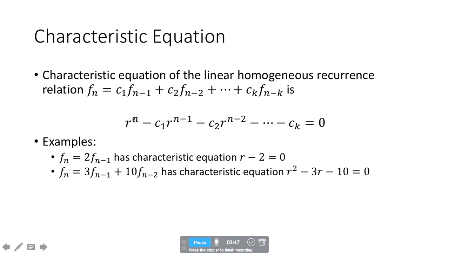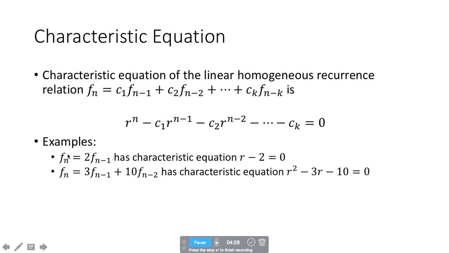The coefficients of this degree k polynomial equation are just the coefficients of all those terms. The term Fn has coefficient 1. The term Fn minus 1 has coefficient negative C1, if we move everything in this equation to the left side. Then for the power k minus 2, it is just the coefficient of Fn minus 2. So it is easy to get the characteristic equation if you give me a linear homogeneous recurrence relation.